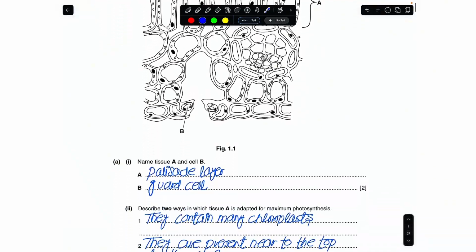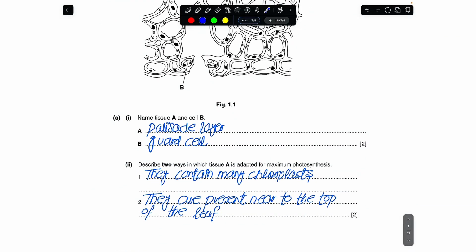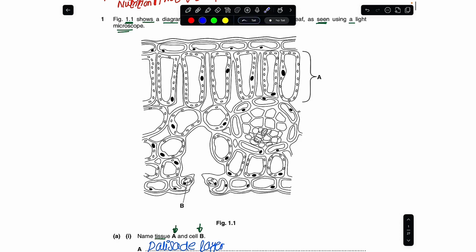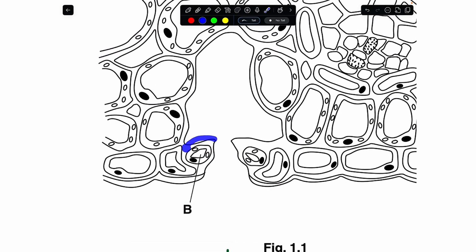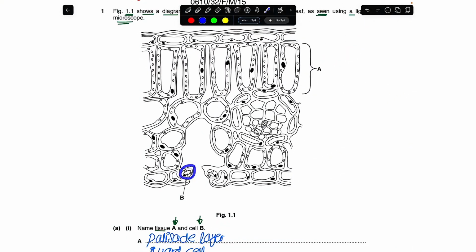Now, if we move to the questions, they say you are required to name the tissue A and the cell B. If the examiner is saying that you have to name this as a tissue, you would never call it palisade mesophyll cells because that would make it a cell. Since we have regard to the tissue, we would say this is the palisade mesophyll layer. So that would relate to the tissue. And if they have asked us to name the cell at B, if I zoom in more, this cell is the guard cell.